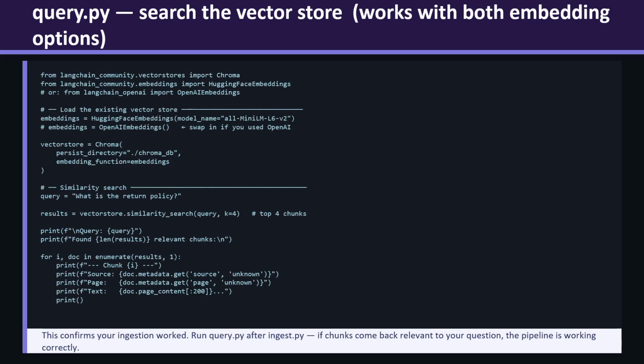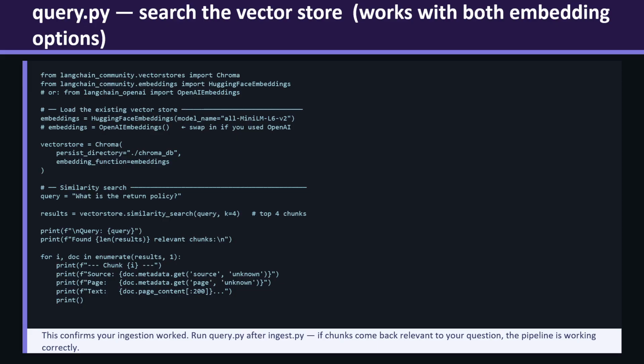After running the ingest file, you need to verify it worked. The query file does this by loading the same Chroma database and running a test search. You load the vector store by pointing Chroma at the chroma_db folder and passing the same embedding function you used during ingestion. This is critical. If you use a different embedding model here than you used in ingest.py, the similarity search will return nonsense because the numbers will be in completely different scales.